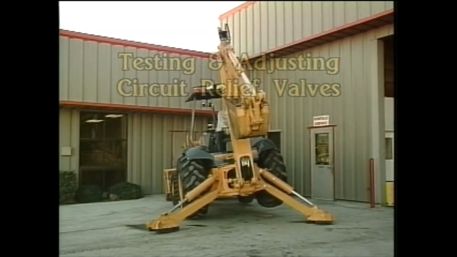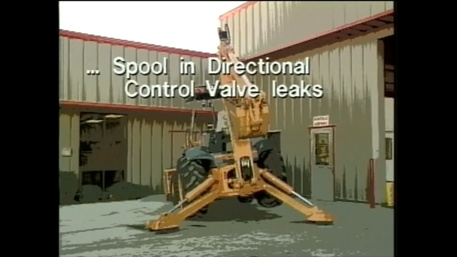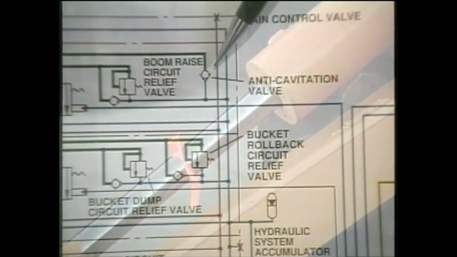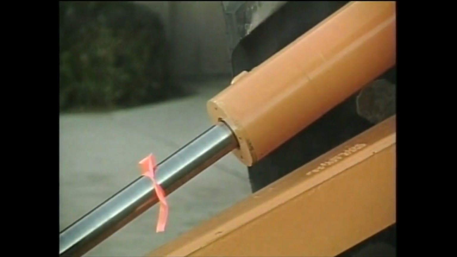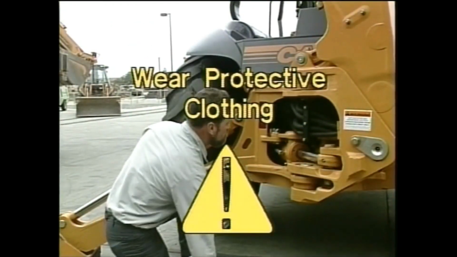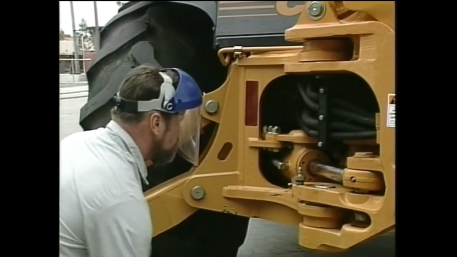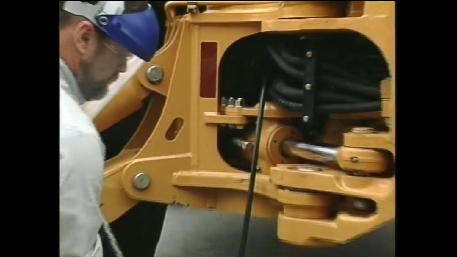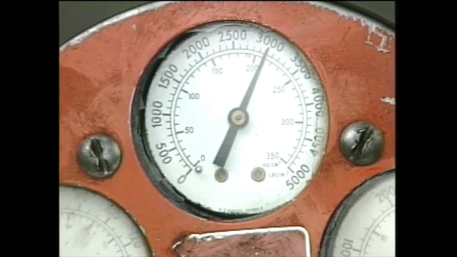Try to keep in mind, cylinder pistons will creep down only if the spool in the directional control valve leaks, the circuit relief valve leaks, or, on some machines, the anti-cavitation valve in the circuit relief circuit leaks. Spool leakage can be quickly tested with a hand pump, either on or off the equipment. First, remove the cylinder hoses from the directional control valve. Then, connect the hand pump to the hose port for the spool you suspect is leaking. Pump oil into the port until system pressure is reached.